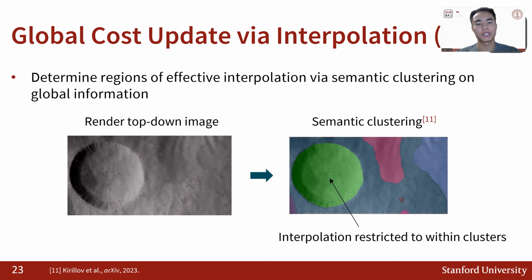And the last step of this interpolation is that we actually want to limit the regions that we do interpolation with, as the effectiveness decreases as we go farther away. And we do this using semantic clustering. So we render a top-down image of the entire global view, and then at initialization, we run semantic clustering in order to form clusters of the global region and only run interpolation within these clusters.